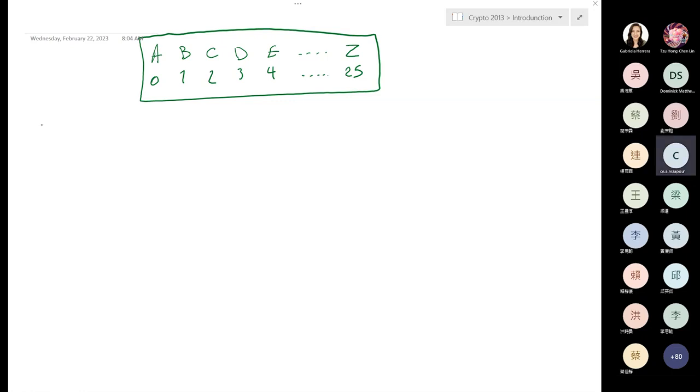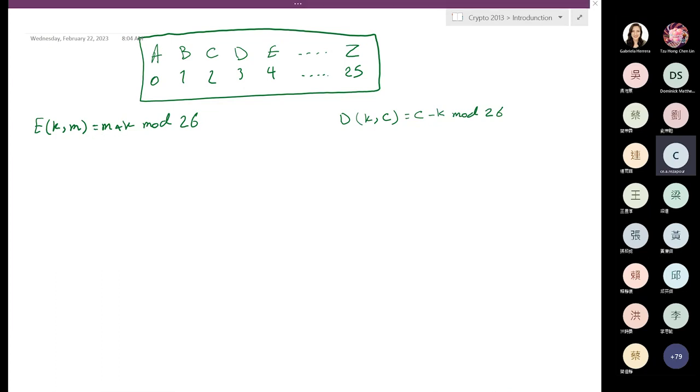And then we said that the encryption would work as follows. It takes a key and a message, adds the key, and then computes the mod 26. And the decryption algorithm takes the same key and the ciphertext, and computes the reverse of addition, which is subtraction: C minus K mod 26. So that was how it worked. Let's go through an example here.